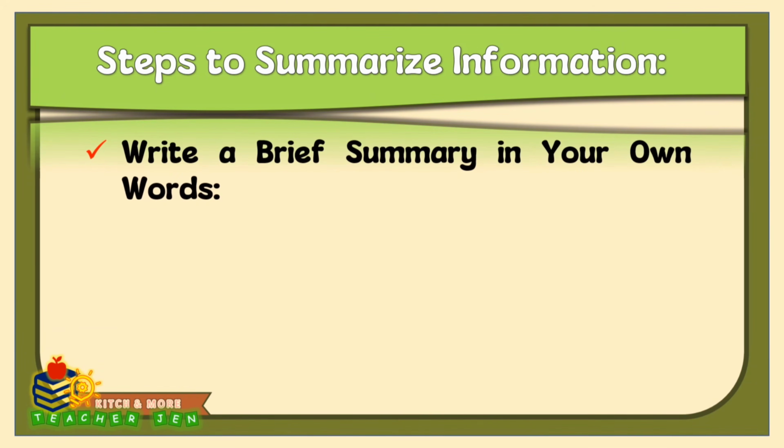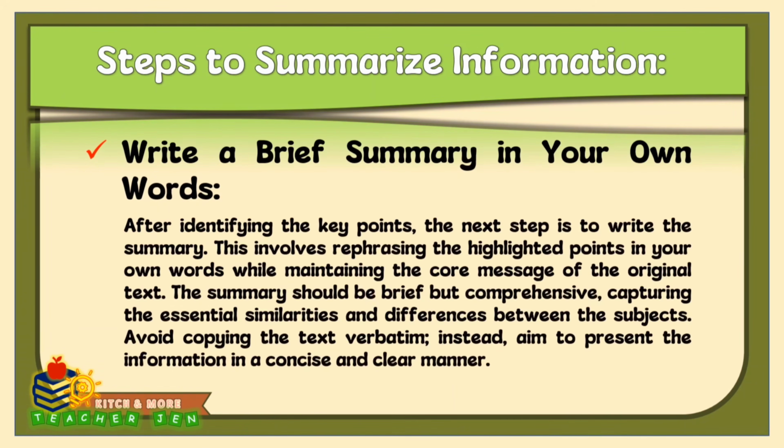And the last step to summarize information is to write a brief summary in your own words. After identifying the key points, the next step is to write the summary. This involves rephrasing the highlighted points in your own words while maintaining the core message of the original text. The summary should be brief but comprehensive, capturing the essential similarities and differences between the subjects.